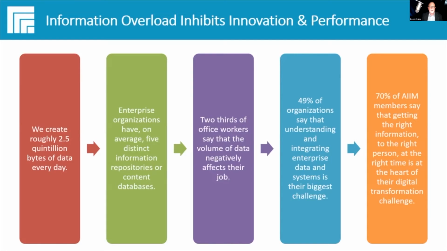2/3 of office workers say that the volume of data that they must manage negatively affects their job. 70% of the AIIM members that we talk to say that getting the right information to the right person at the right time is really at the heart of their digital transformation challenge. So even though information overload is well known, it seems that most businesses really haven't found the right solutions to deal with it. And that's what we're here to talk about today: how to gain insight from all of your information, finding it, managing it, leveraging it.